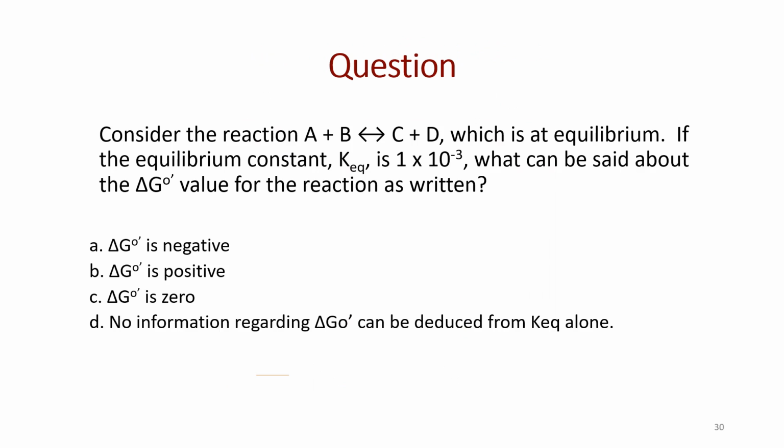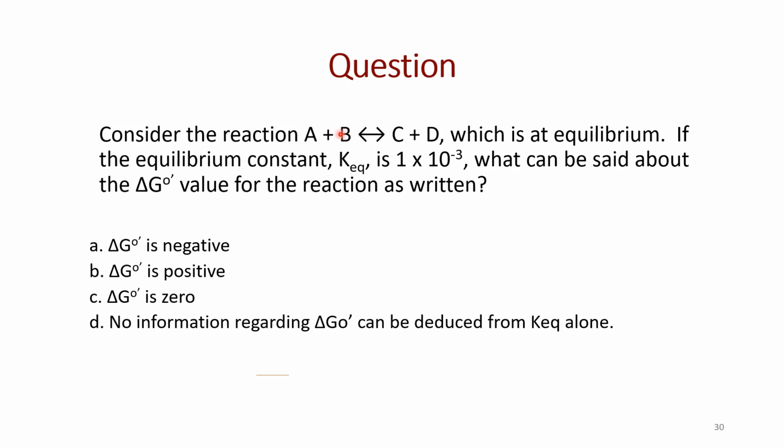Okay, so this is a really good example of a test question. Let's consider the reaction A plus B in equilibrium with C and D, which are the products. It says it's at equilibrium, so you know you can apply those rules we're talking about. If the equilibrium constant, Keq, is 1 times 10 to the minus 3, what can be said about the delta G naught value for the reaction as written? Okay, so the first thing you ask yourself is, is this going to have a positive delta G or a negative delta G, and how do I know?